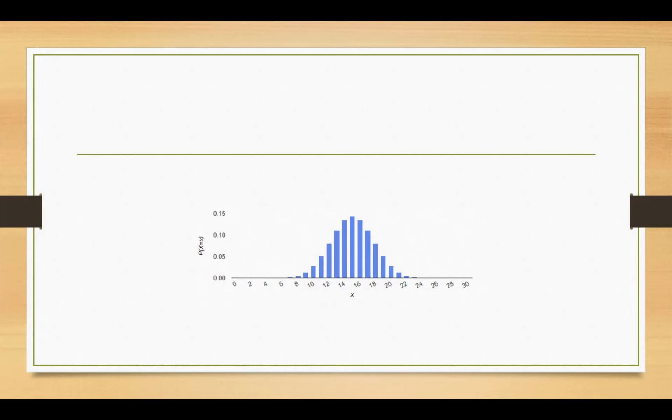You can rig the coin. You can make it a 10% chance of getting heads. The shape's going to go to the left, but it's still going to be a normal distribution once we get to around 30. And this holds not just for means. We can make this proportions. And I'll show you now.